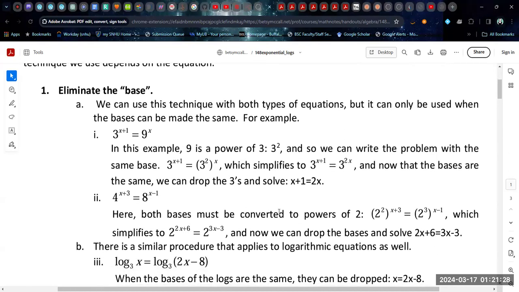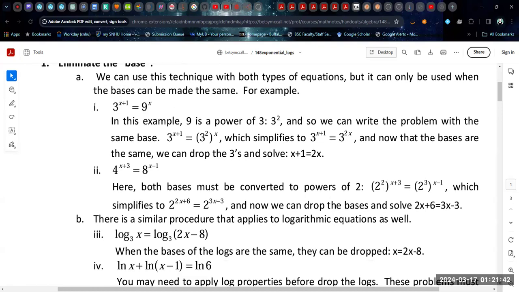So we have one group of problems that I refer to as eliminate the base problems. We can use this type of technique with equations, both log and exponential equations. But the idea is that we want to match bases and then eliminate the things that we have in common. So in this first example, we have 3 to the x plus 1 equals 9 to the x.